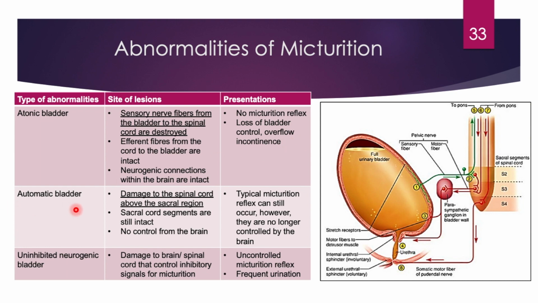In automatic bladder, there is damage to the spinal cord above the sacral region. The sacral cord segments are still intact. However, there is no control from the brain. In this case, typical micturition reflexes can still occur, however, they are no longer controlled by the brain. In uninhibited neurogenic bladder, there is damage to the brain or spinal cord that controls inhibitory signals for micturition. This will cause uncontrolled micturition reflex and frequent urination.